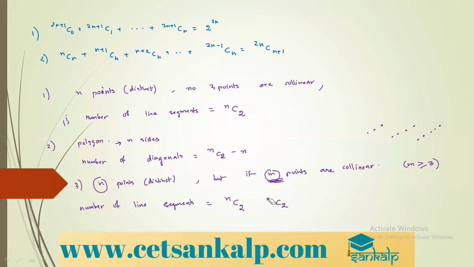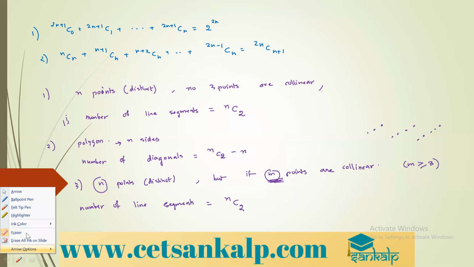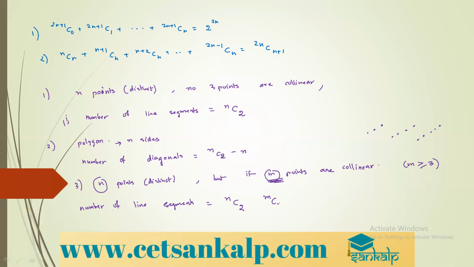So what I want to say is, I have m collinear points. From these m collinear points, if I select 2 points and draw a line segment, I'll be getting the same line segment every time. So I will not count them separately; I will subtract them. But on the whole, this one line segment which is formed, I will count. In this way, I will get how many line segments we can draw.